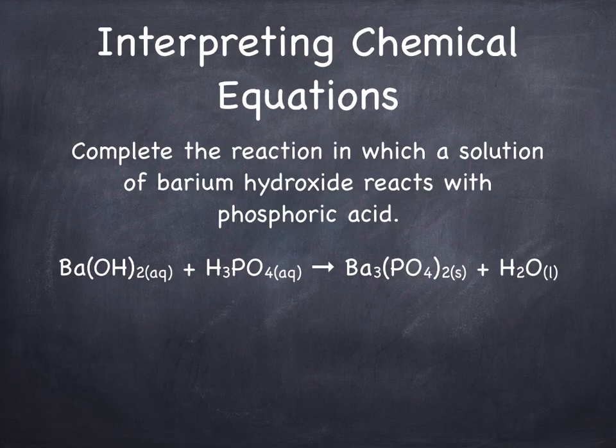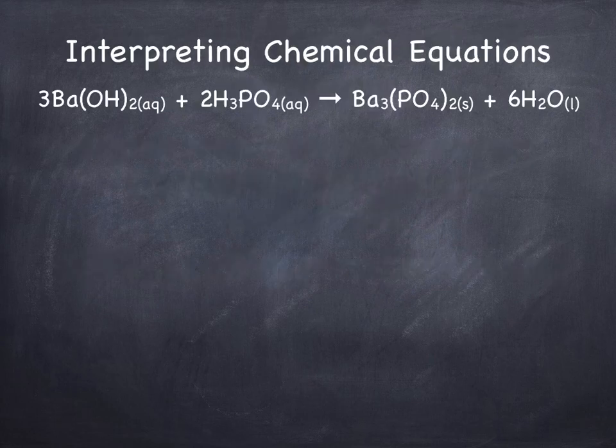Go ahead, if you haven't already done so, and balance the equation. Get the right coefficients. Again, take a second, pause the video if you haven't already done that. So here we have our balanced chemical equation. Your coefficients are 3, 2, 1, 6.